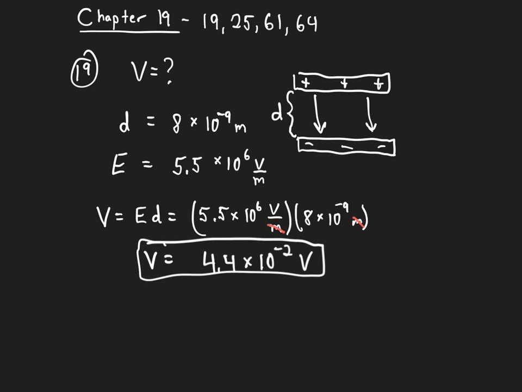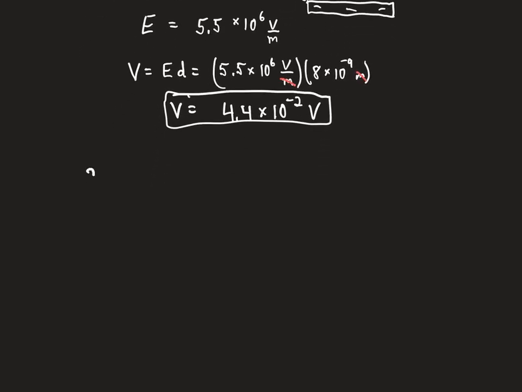All right, another question that somebody submitted. This is one of the last minute submissions. Problem number 25. Number 25 asks us, what is the potential 0.53 times 10 to the negative 10 meters from a proton, the average distance between the proton and electron in a hydrogen atom. So I want to know what is the potential from a proton.